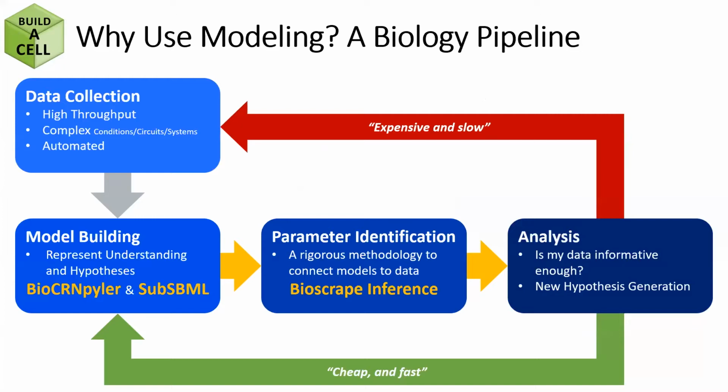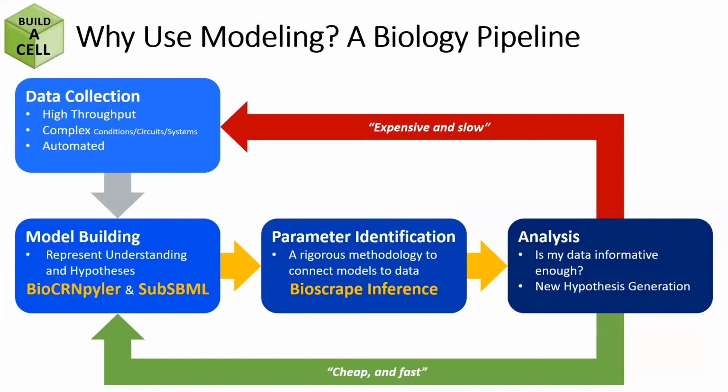There's also a biology pipeline here that's less about building things and more about understanding hypotheses. So you might start with some data that you've collected over the years, and you can use model building with biocompiler and sub-SBML as a way of mathematically codifying your hypotheses into something very concrete. A model is a collection of hypotheses that you've written down. When you do parameter inference, you're connecting your models rigorously to your data. You're asking, can my model explain my data? And can my data parameterize my model? In other words, is my data even informative enough to parameterize the complexity of my model, or is my model complex enough to explain the complexity of my data?